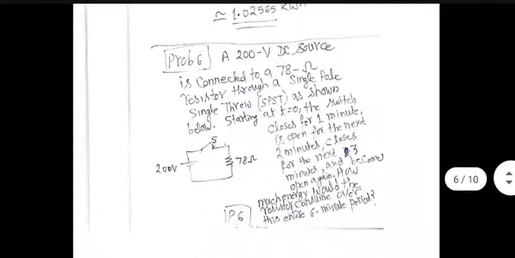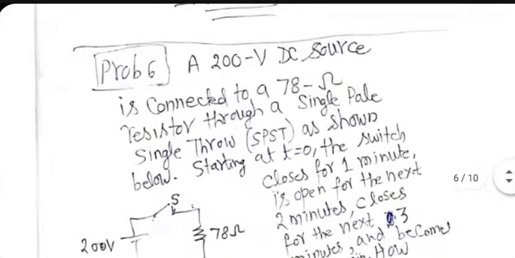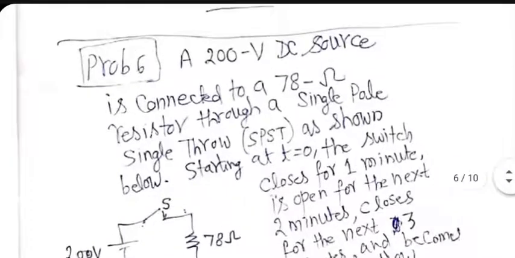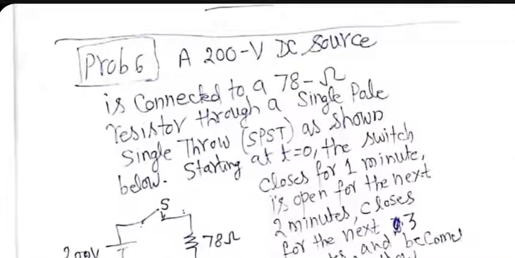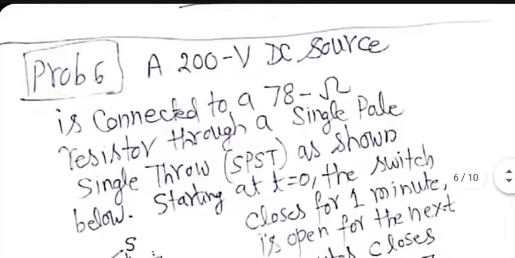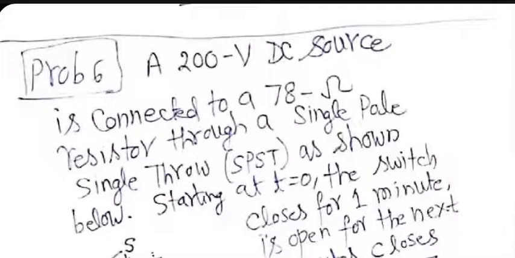Next one, again, continuation of the same story, but slightly more involved. You see, we are focusing more on power. This course is about power. Voltage and current are required, of course, because without that, you cannot talk about power. But the focus here is power. The society ultimately consumes power. This problem, again, we are assuming DC source for now. A 200 volt DC source is connected to a 78 ohm resistor through a single pole, single throw SPST switch.